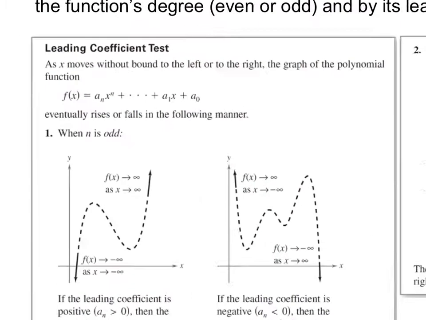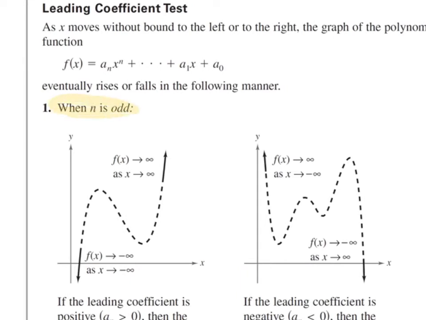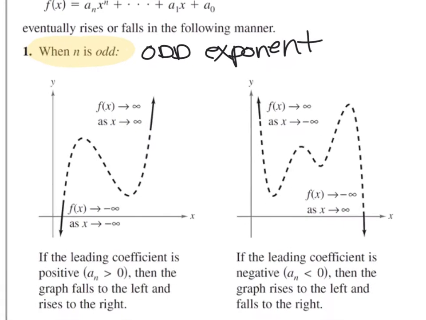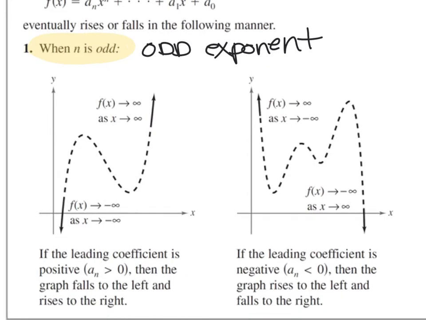But if the exponent is odd, remember n is the exponent, so this is for an odd exponent, then two things could happen. There's two ways the graph could look because the leading coefficient could be positive. So in the first graph, you have a positive leading coefficient. In the second graph, you have a negative leading coefficient. So that's how this is broken down. So whenever you're asked to use this test, you're going to look and see, is it even or odd? And then is it positive or negative?